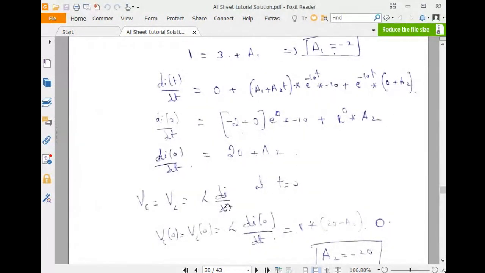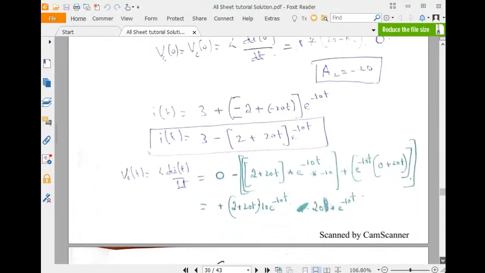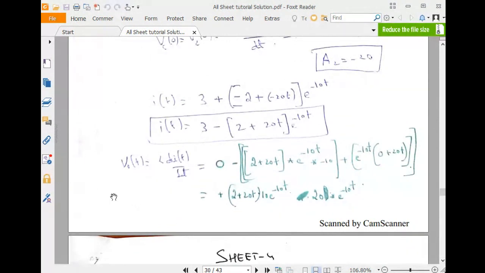Now Vc equals Vl equals L di by dt. Now L di by dt, di of 0 by dt, substitute this value here, you got, substitute this here, get A2. After getting A2, substitute in the standard equation, you will get I of t. If you want to find V of t, then L di by dt gives you V of t.